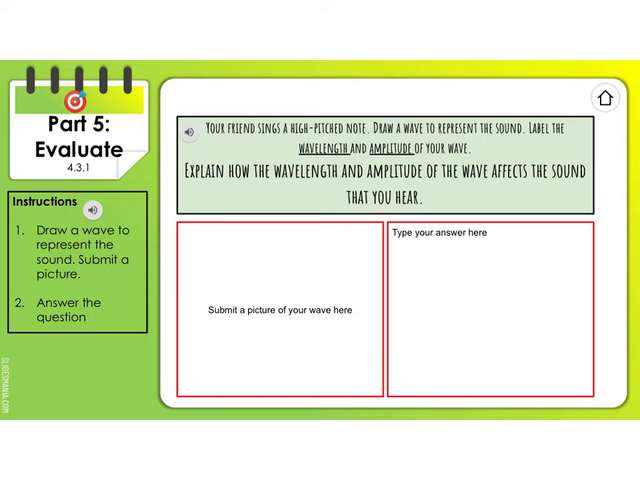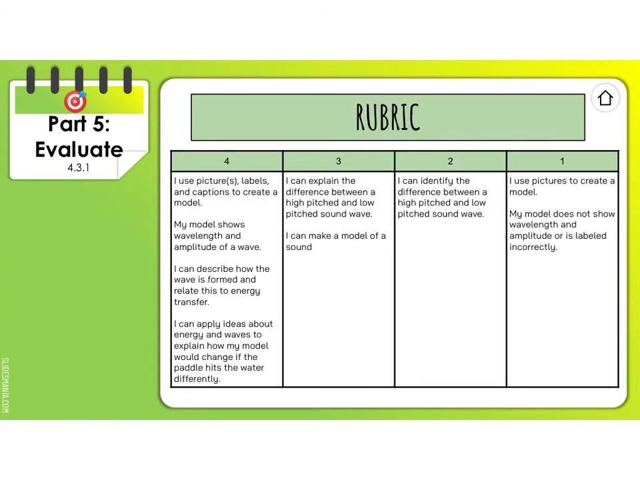So explain how the wavelength and amplitude of the wave affects the sound that you hear. So you're going to submit a picture of your wave, and then you're going to type your answer. Both of those will be done when you're out of present mode. And the last page is, as always, the rubric.